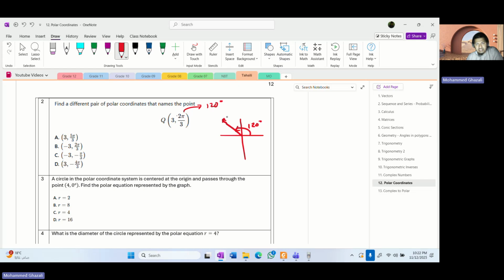And the point is 3. So if you're going right around, it's going to be negative 240, because 240 plus 120. Because you're going in the clockwise direction, it's going to be negative 240. And what is negative 240? You're taking 2 pi over 3 minus 2 pi. It's like subtracting 360 degrees.